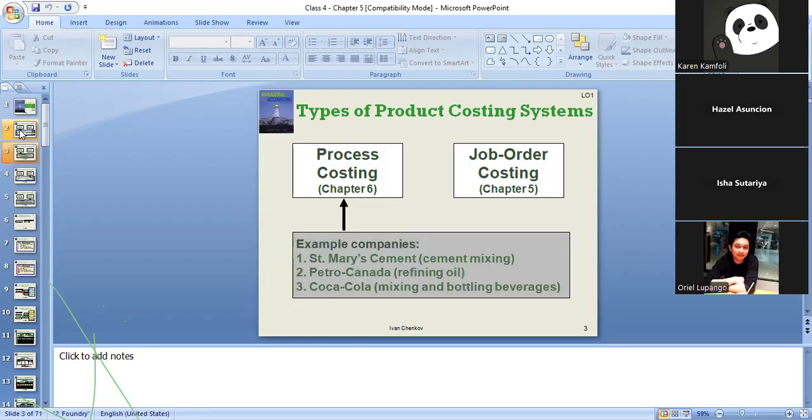Which company is going to use this one? A company that produces the same product over and over. That will be cement mix, or refining oil, or Coca-Cola beverage. What Coca-Cola is doing is just this: one line producing Coca-Cola, one line producing Sprite, another line producing Fanta, and they're just combining the total cost divided by the number of units, cost per unit, done. Now I know what my selling price will need to be, because I know my cost per unit.